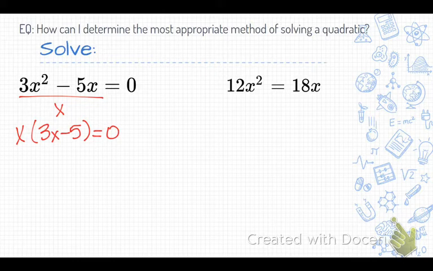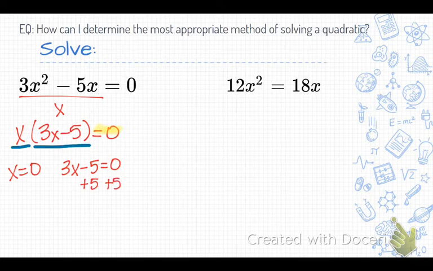Yes, that is fully factored, but what are the directions? Solve. So remember, solve comes into play with my equals 0 part. So what are my 2 factors for this problem? Here's one factor, and x is the other factor. So remember from yesterday, I set each of these factors equal to 0. So I have x equals 0. Can that be solved, or is that a solution? That is a solution.